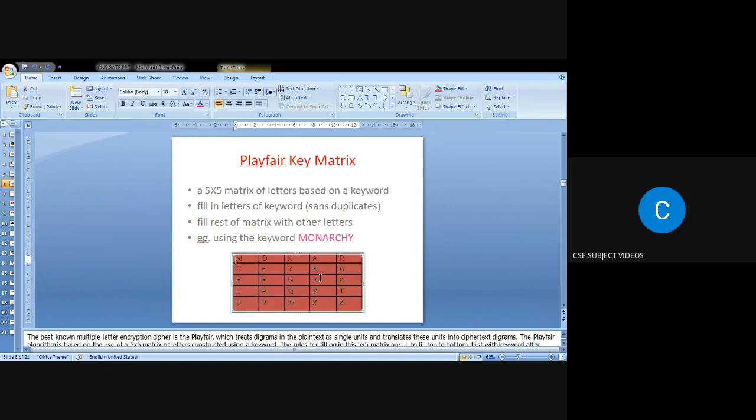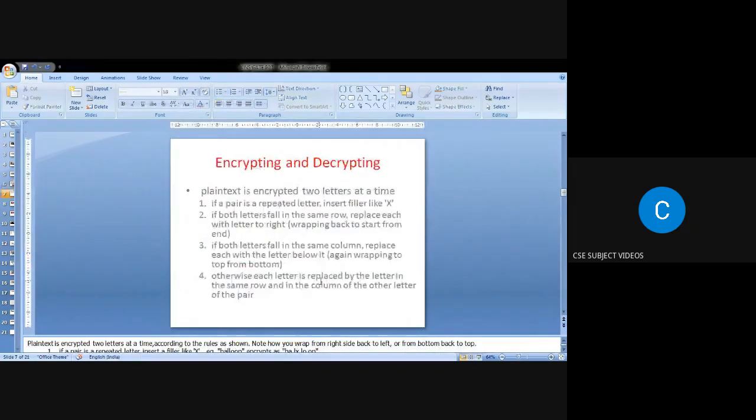So now you see here, we have filled the cell with I and J. What is the meaning? When we perform encryption and we go to this particular cell where I and J are, we can choose either I or J. So now we can see what the procedure is.